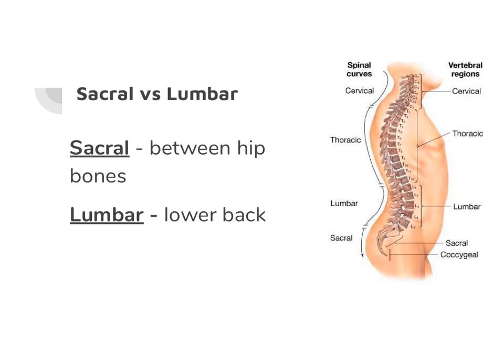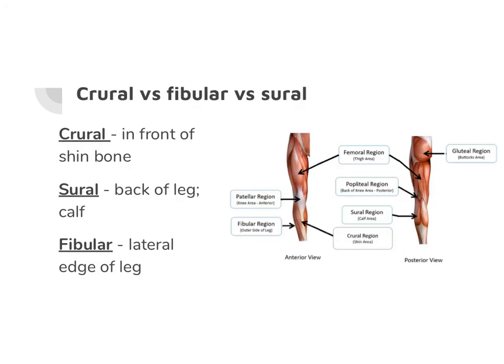All right, next we have the sacral versus the lumbar. Just to show you the difference here, I like this picture. The sacral is going to be right over your tailbone there. So that's where your sacral is. And then your lumbar is where that lower back curves in right there. So that's the difference between those two areas.